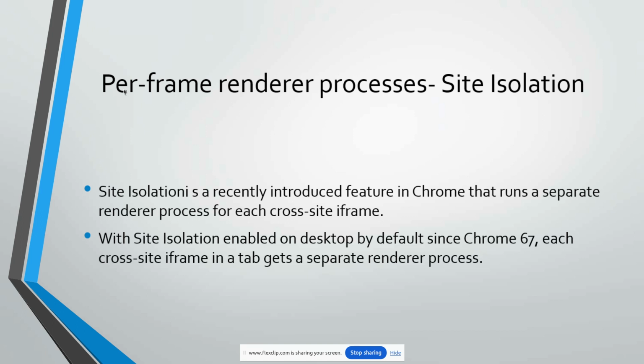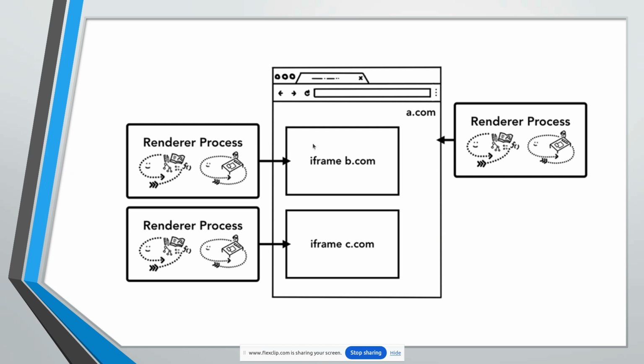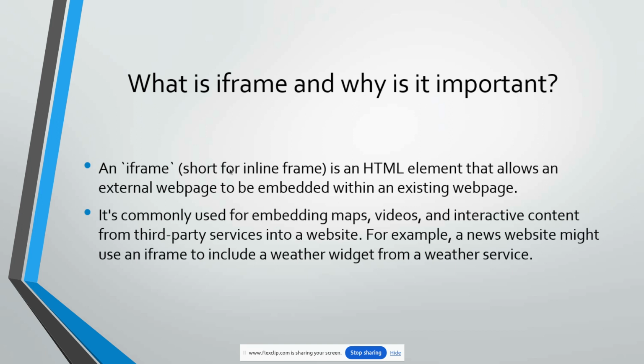Next is per-frame render process, site isolation. I'm sorry about the mistake. Site isolation is a feature recently introduced in Chrome that runs a separate render process. I talked about this before: each tab has its own separate render process. It is enabled for things like iframes. If you're a front-end developer, you know what an iframe is. You can put an iframe in to show YouTube, for example. It has its own render process because it sits under the website, and the render processes have to work here and here, because render processes are independent. An iframe is just an HTML element that allows an external web page inside an existing web page.